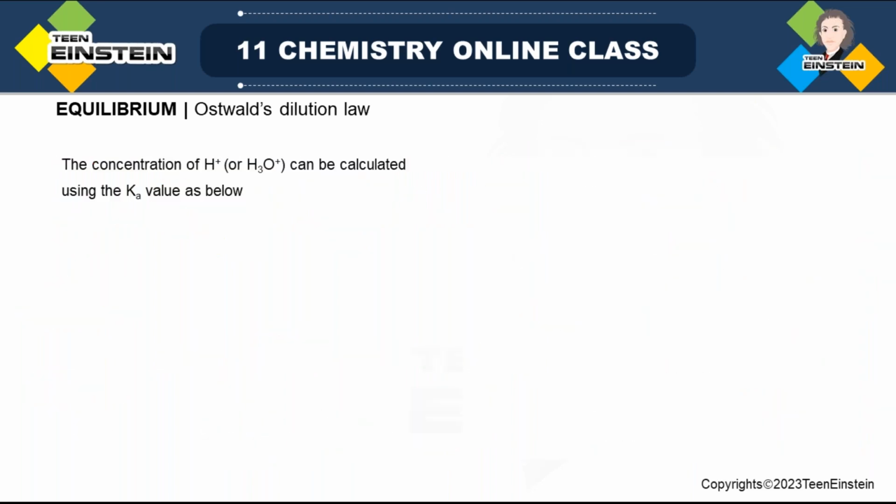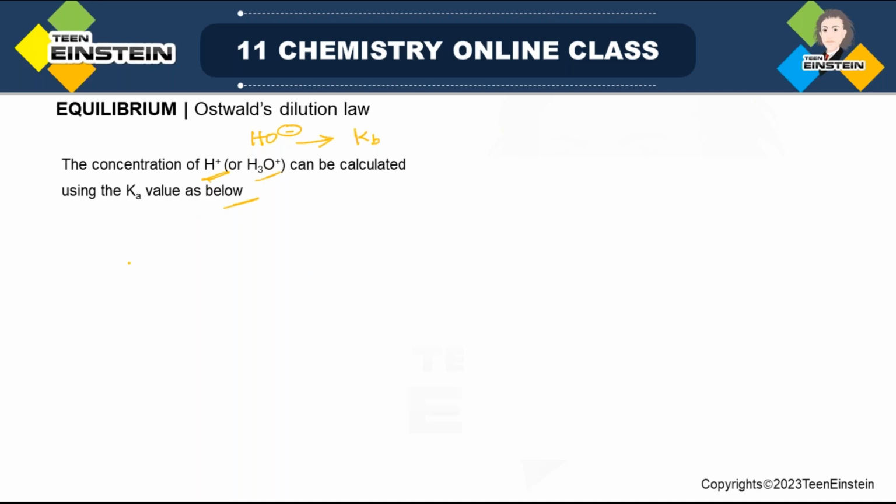Now we are still continuing with this law, because we'll see some more applications of it. Until now we have seen that when alpha, Ka value and C, any two values are given, the third one we calculate. Now we will do something new. The concentration of H plus or H3O plus, or the hydroxide ion, HO minus, is also possible to calculate using Ka values as mentioned below. And if it is HO minus, then you have to use the Kb value.